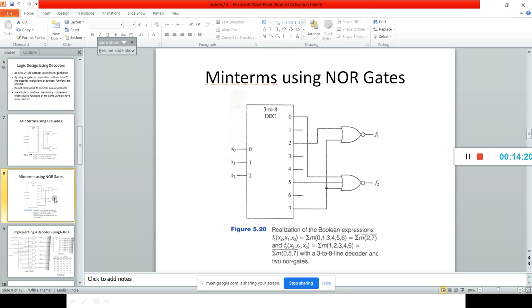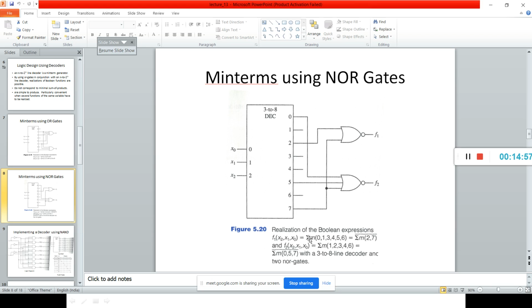Now the next one. This is again x2, x1, x0, the 3 inputs, and these are the 8 outputs. Realize the Boolean expression. Summation m means OR gate. Summation m bar means not of OR, that is a NOR gate. Summation m bar means whichever terms are not present in the summation m will be present in the summation m bar.